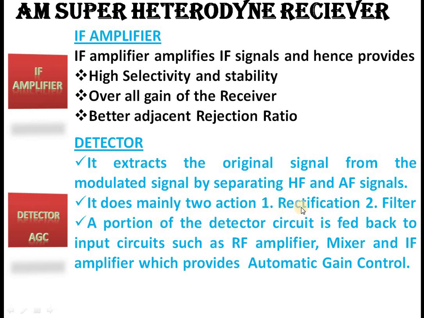That is, one is rectification, which removes the negative half cycle of the amplitude modulated wave. Next is a filter circuit, which bypasses high frequency signals to ground and allows only audio frequency signals at the output. A portion of the detector output is also given to a clipper circuit, which is nothing but automatic gain control. This is necessary and a very important aspect of the superheterodyne receiver. We will see this a little later.